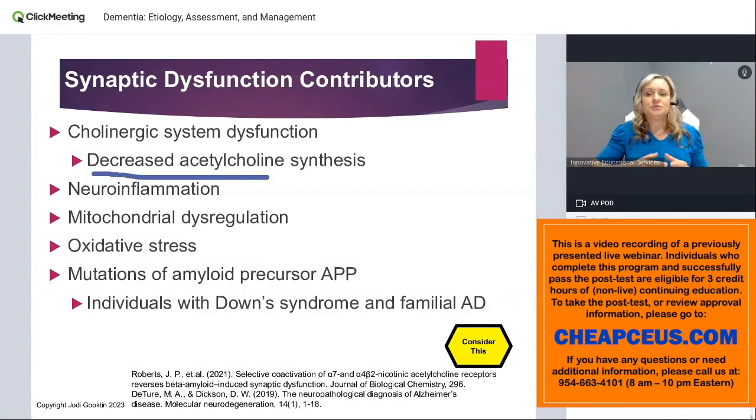One group of individuals I want to emphasize are those individuals who have Down syndrome. There appears to be a connection between Down syndrome and the development of Alzheimer's disease. They're at greater risk specifically for early onset Alzheimer's disease, particularly before age 40.